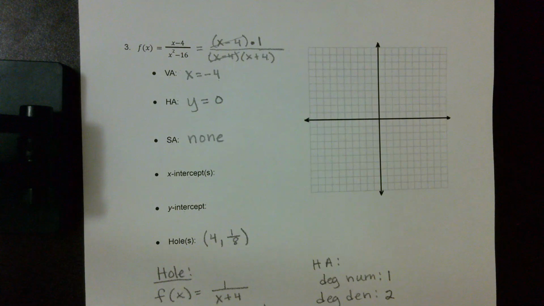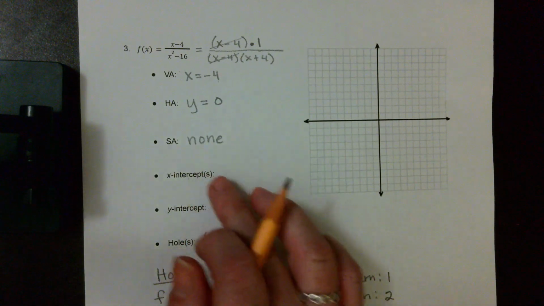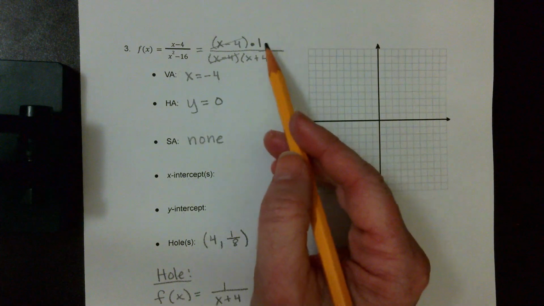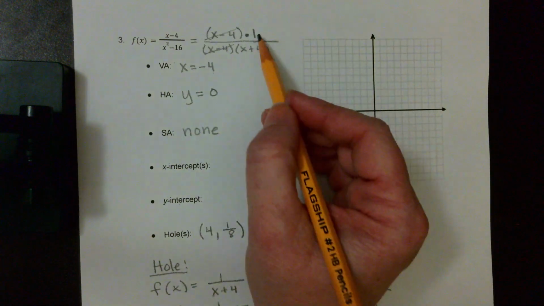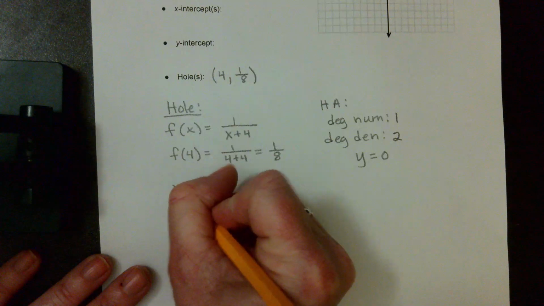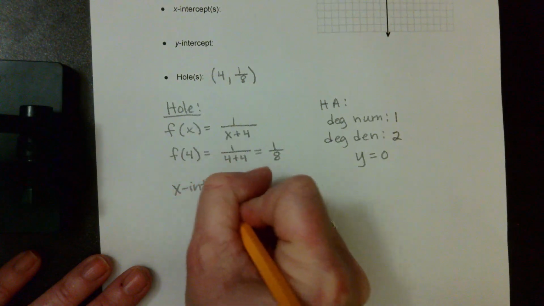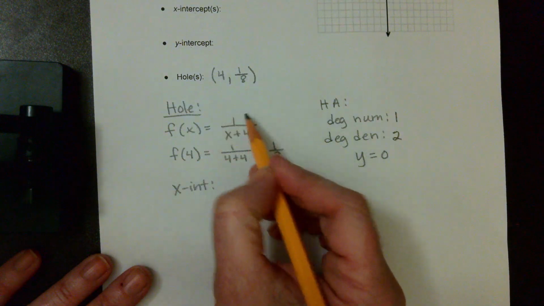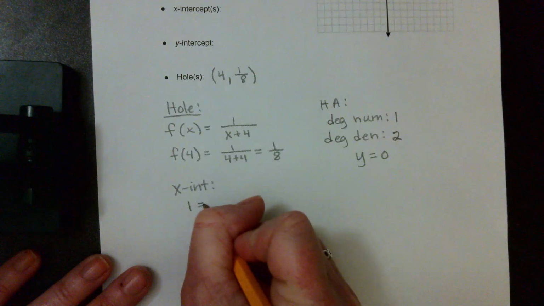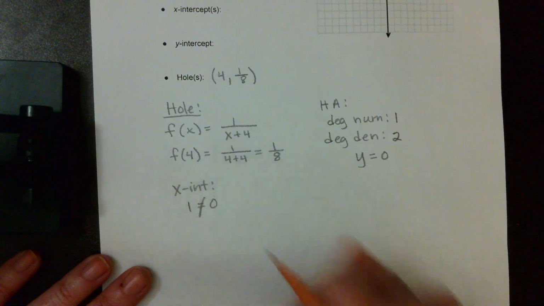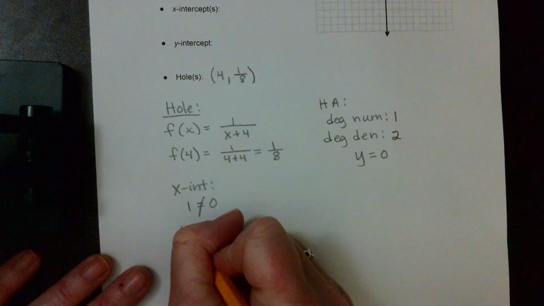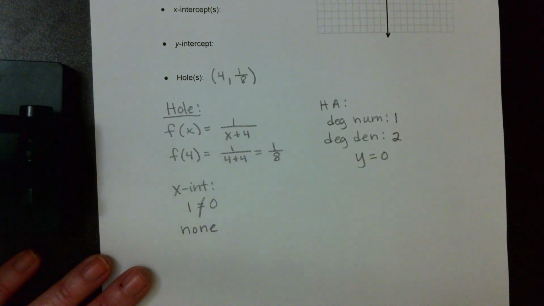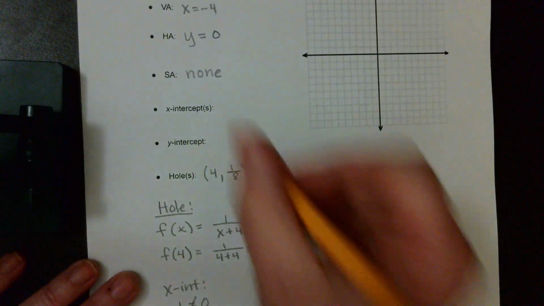For our x-intercept, we are going to take the numerator of our reduced function and set it equal to 0. So for our x-intercept, our reduced function numerator, right, here's our reduced function, is 1. 1 equals 0. That's never true, so we have none. We don't have an x-intercept.